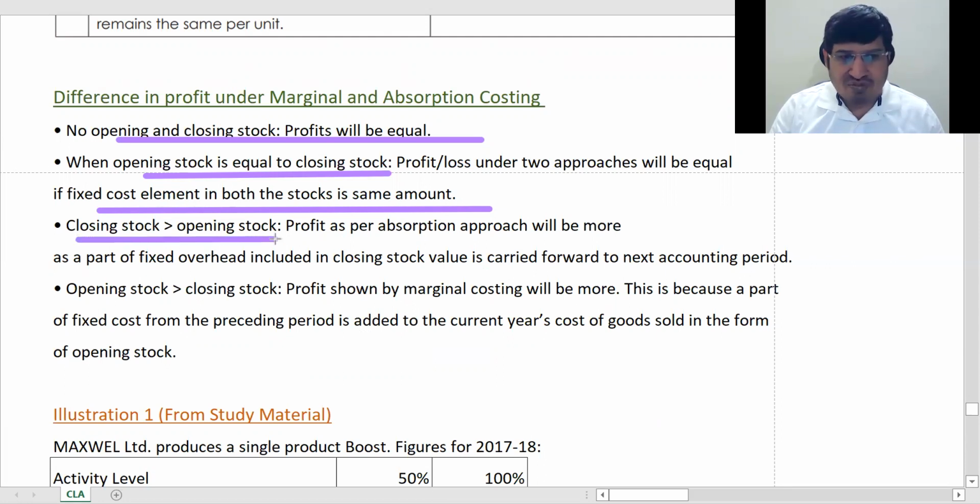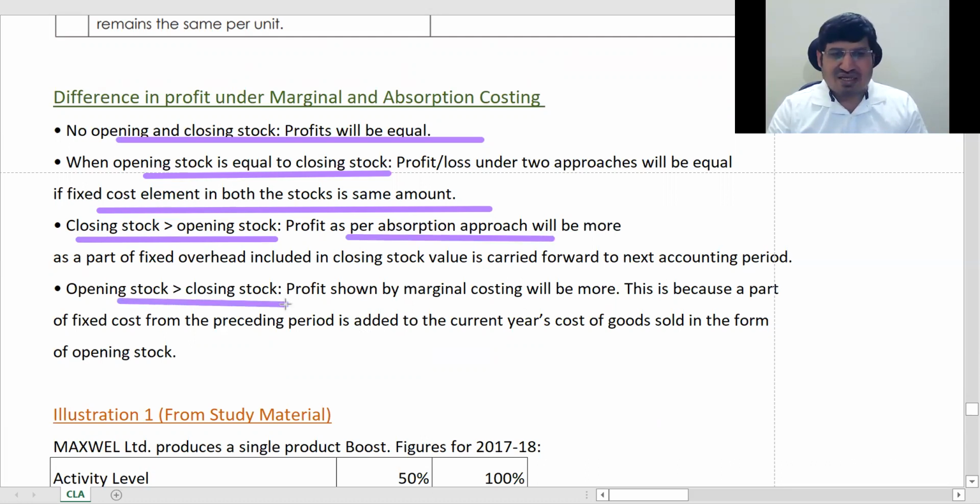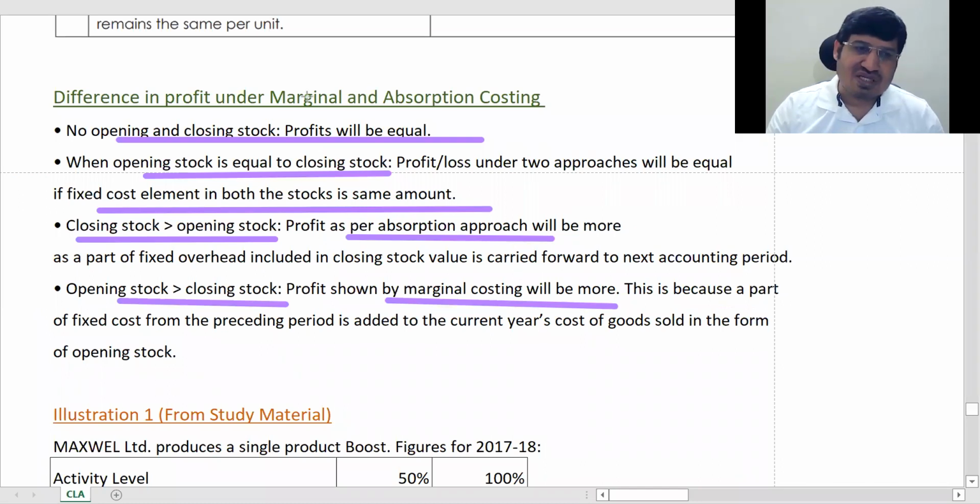Closing stock greater than opening stock. इसको कैसे आपको याद रखना है? Closing stock is your income side, right? So if income side is greater, then what will happen? Profit as per absorption costing will be more. Opening stock is greater, that means your expense side is more. So profit as per absorption costing, if expense side is more, what will happen? Profit as per absorption costing will be less, correct? If profit as per absorption is less, that means profit as per marginal is more, right? So this is the difference.